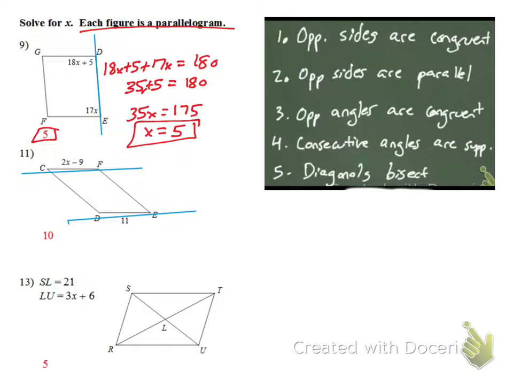Those are bad lines again, sorry about that. But you get the point. So that would mean that CF is equal to DE. So I would just set 2x minus 9 as equal to 11. I would get 2x is equal to 20. So then x would be equal to 10.